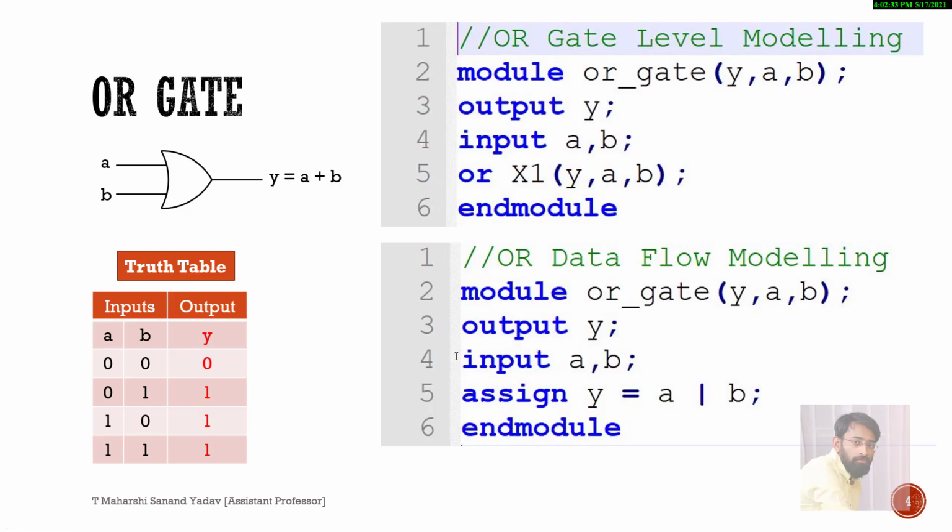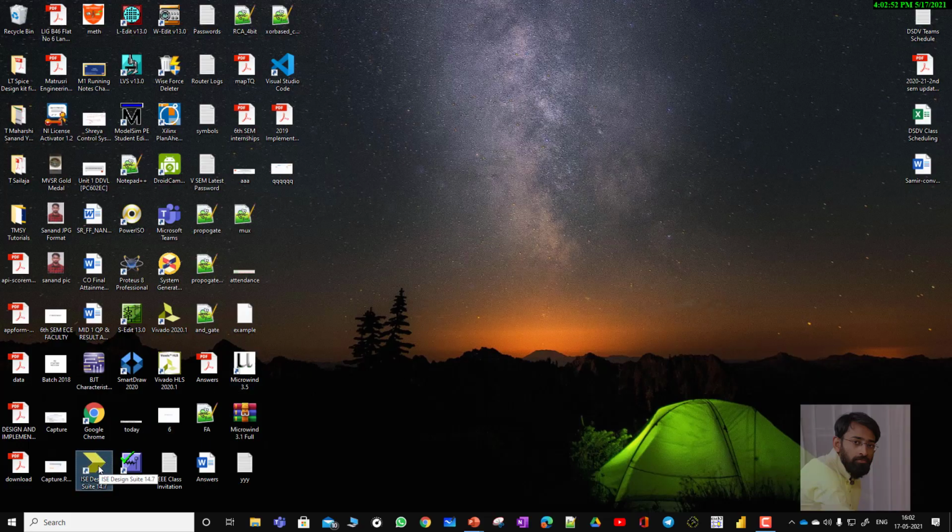In this video, let us see how to write the Verilog code for an OR gate using behavioral modeling. Everything will be same, but only small modifications should be done for behavioral style of modeling. So let us implement that using Xilinx tool. Double click on ISE Design Suite 14.7.